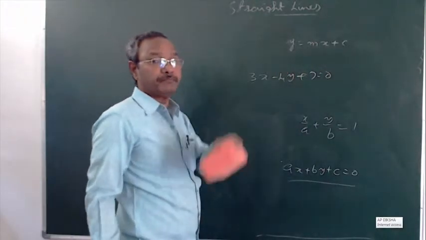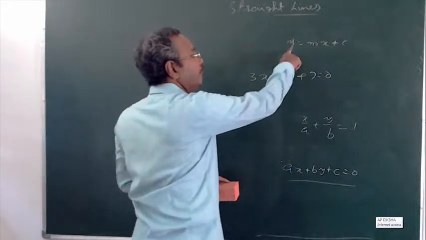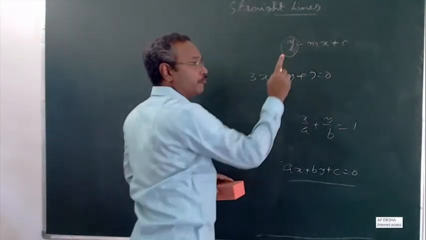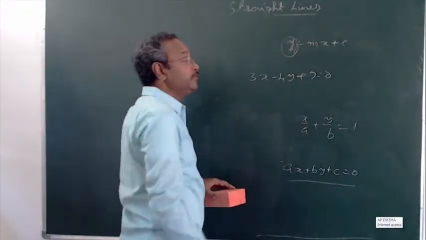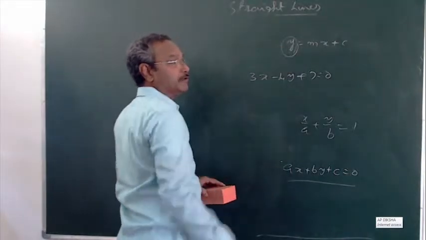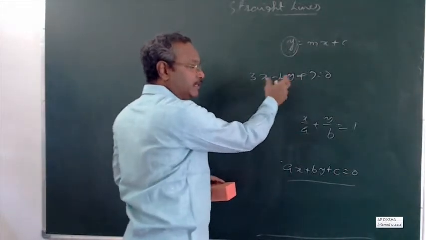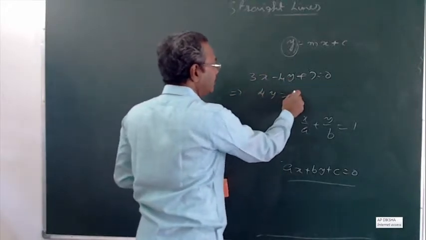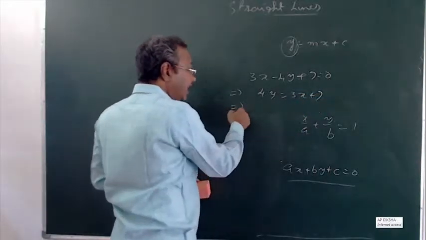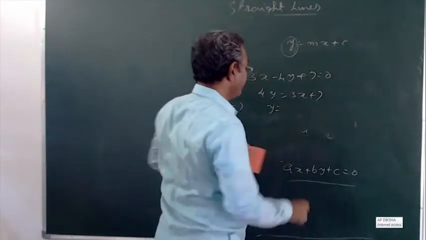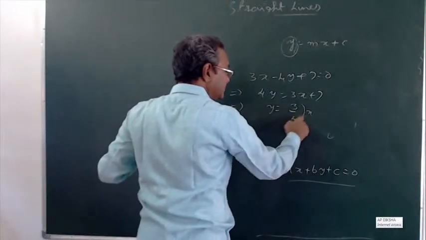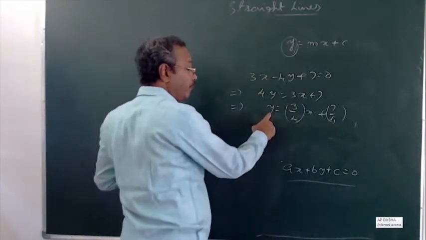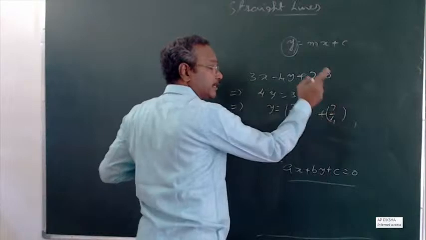Convert this equation to the slope intercept form, which is y is equal to mx plus c. The simple logic shows that on the left hand side you have this first degree y term, and the coefficient of this y should be equal to 1. So keep this y term on one side, the rest of the terms on the other side. So this can be written as 4y is equal to 3x plus 7, and then y is equal to 3 by 4 into x plus 7 by 4, and you can see that this is of the form y is equal to mx plus c.